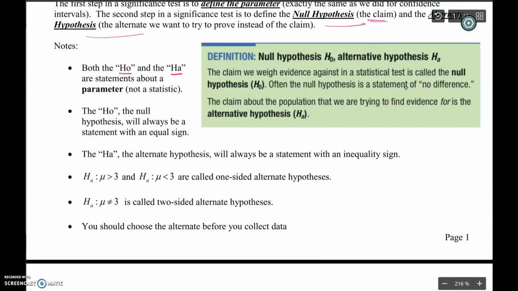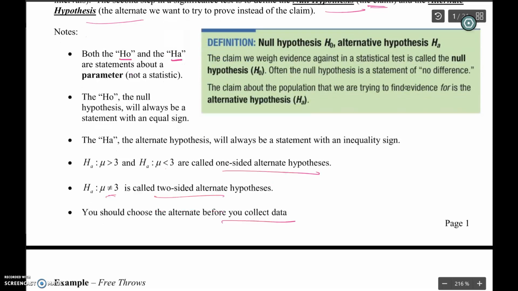The HA is going to be an inequality. It could be a greater than or less than, which are our one-sided alternates, or it could be a not equal to, which is a two-sided alternate. You always choose the alternate before you collect your data.